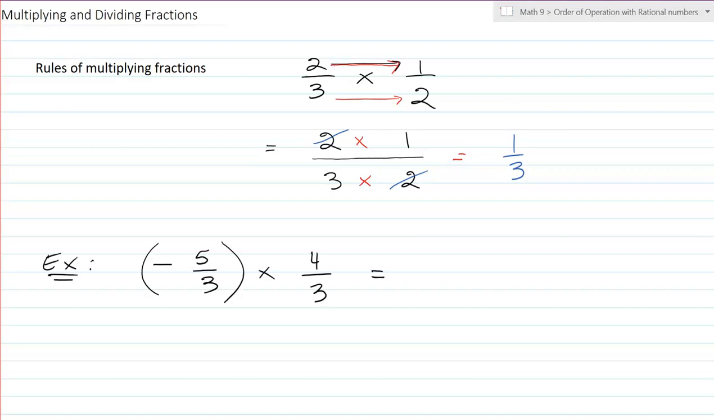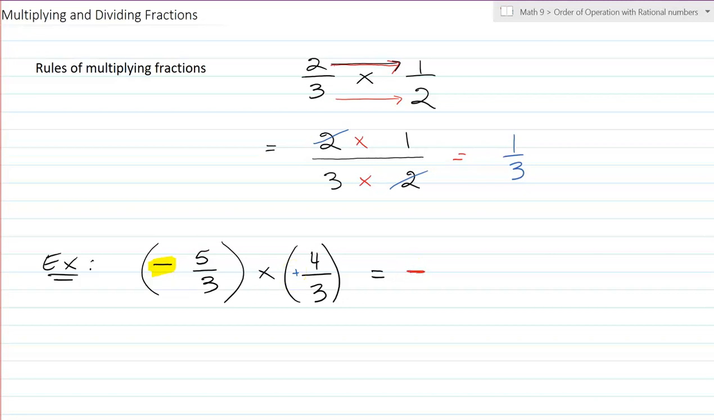Okay, look at this question. -5/3 in brackets times 4/3. Now you could put 4/3 in a bracket as well, but there's no need because there's no sign attached to that. It's just a positive value, so that's okay. All right, same rule again. Now here's the catch. I put a negative sign in here for you to pay attention to. The 4/3, by default, is a positive value. So the first thing you have to realize is that a negative number times a positive number, your final answer will end up being negative.